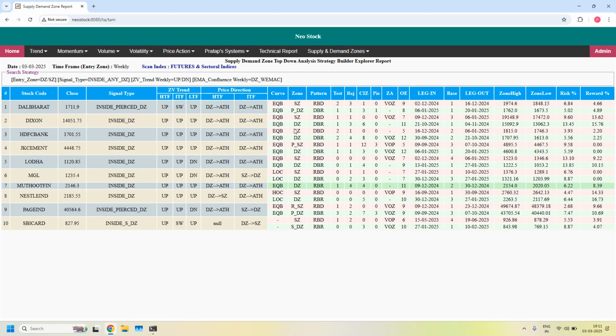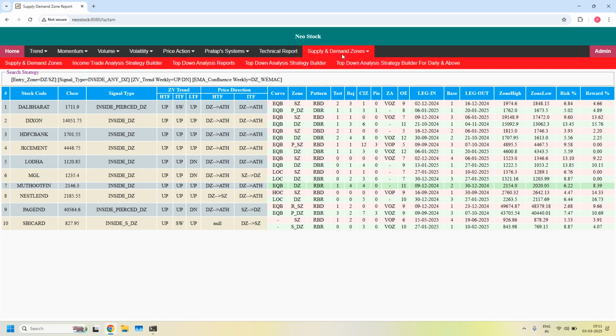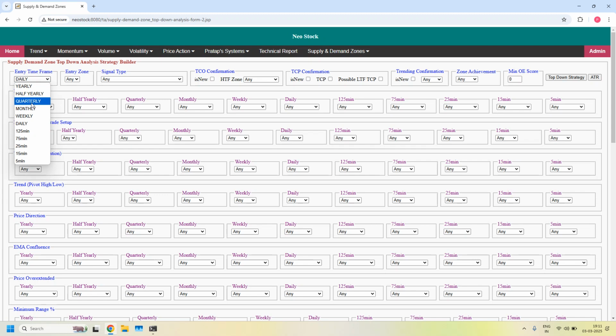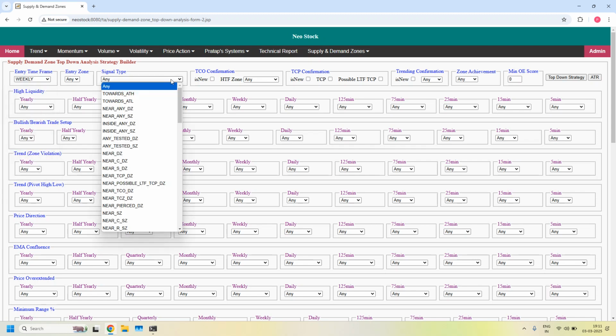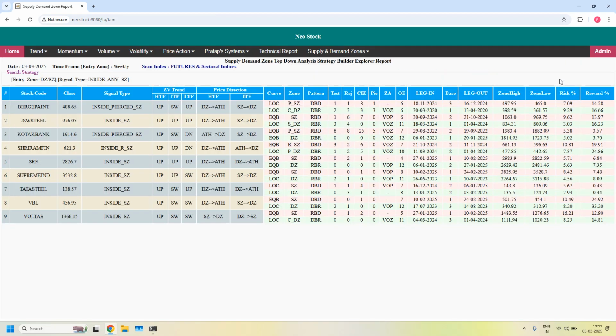Okay, next. Weekly time frame. Price closed inside the weekly supply zone. We got 9 stocks. Out of these 9, how many weekly supply zones are having weekly EMA confluence? Let's verify.